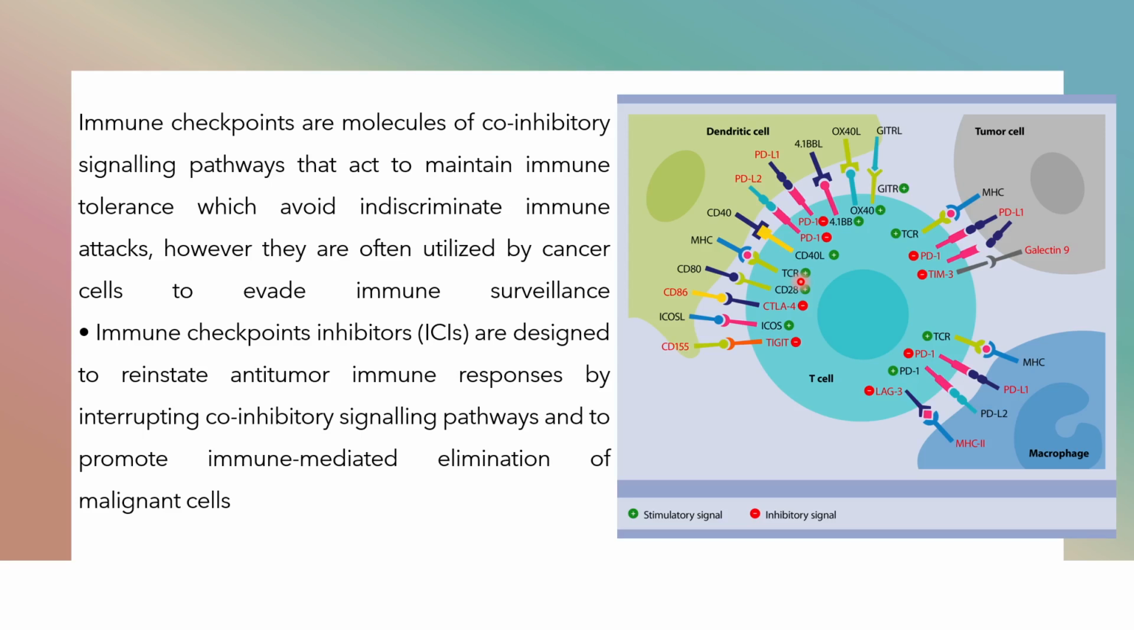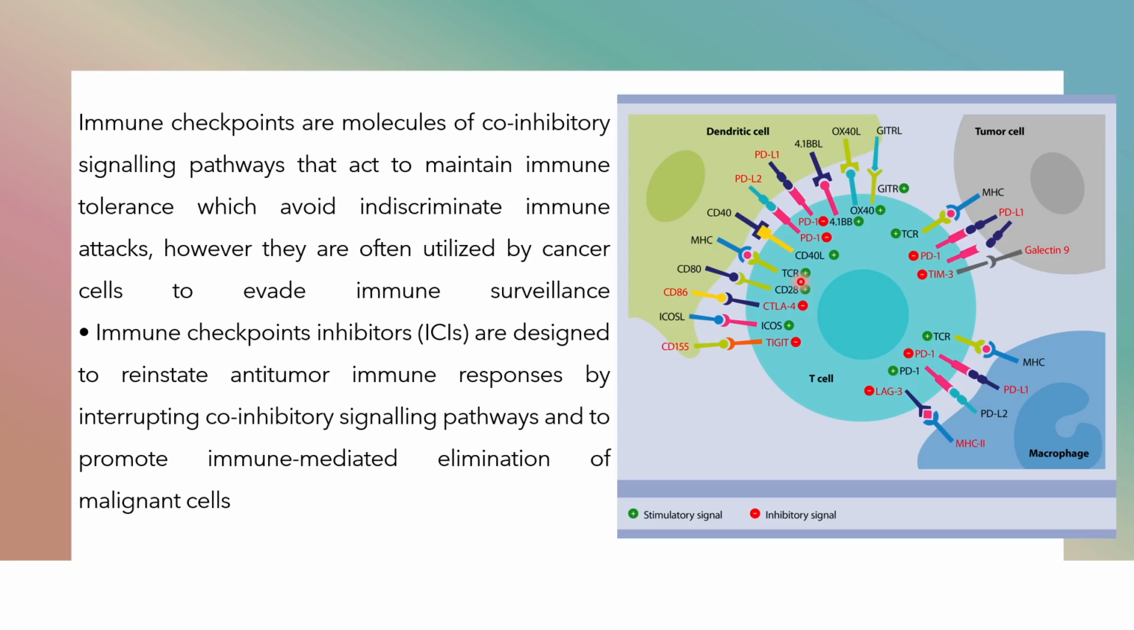So what is this co-inhibitory signaling? As the name suggests, co-inhibition means inhibiting each other. Okay, and they act to maintain immune tolerance, which avoids indiscriminate immune attacks. That means sometimes immune cells attack each other. Okay, and that's why the host organism or host body gets affected by this, and this generally leads to different types of diseases like rheumatoid arthritis. Okay, this imbalance of immune cells leads to this type of disease.